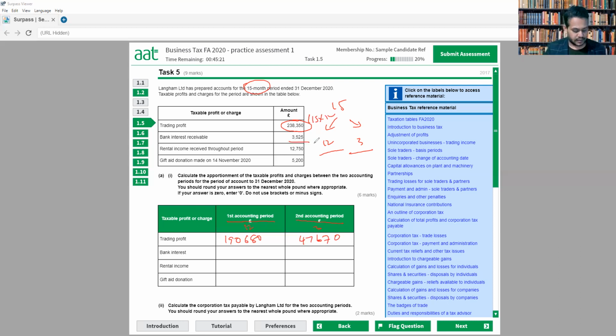So divide by 15 times by 12. 3525 divided by 15 times by 12 is 2820.